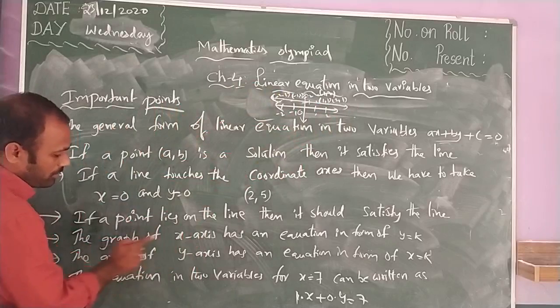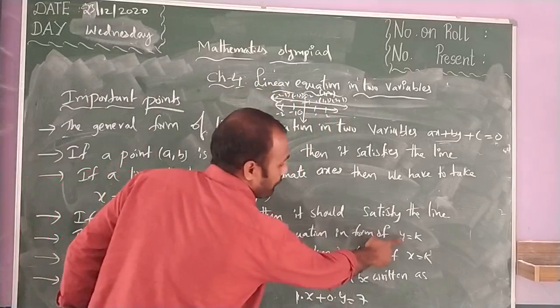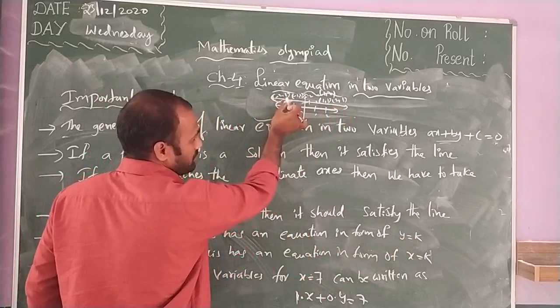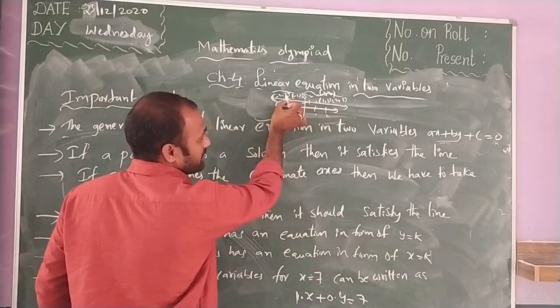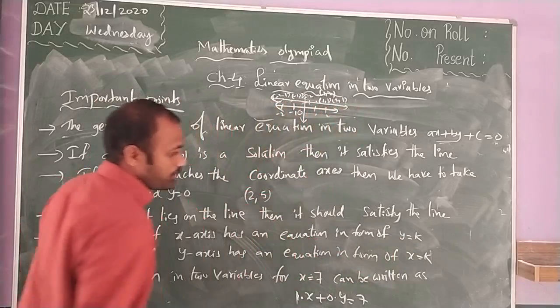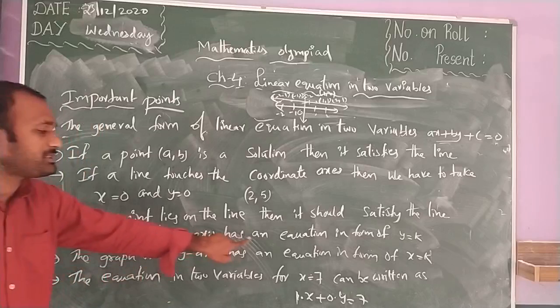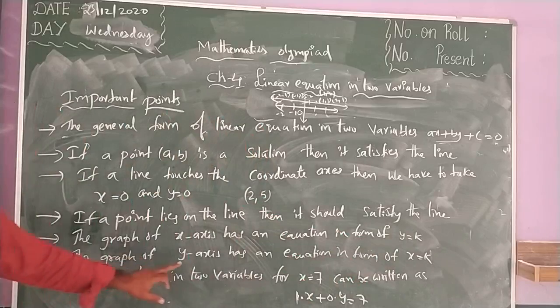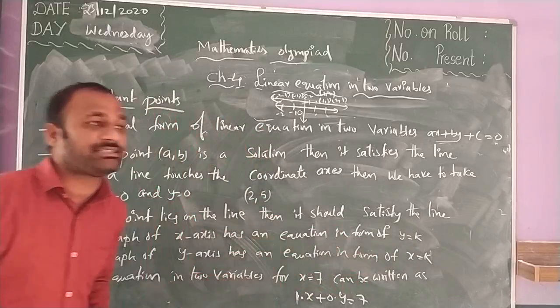The equation or the graph of the x-axis will be in the form y = k. It means that if we observe all the y values on this line, all are the same: 1, 1, 1, 1. So we can say that the graph of the x-axis will be in the form y = k. Similarly, the graph of the y-axis will be in the form x = k.